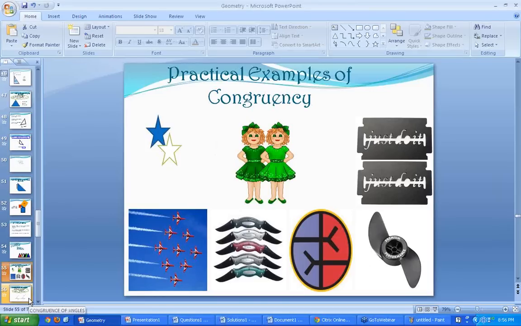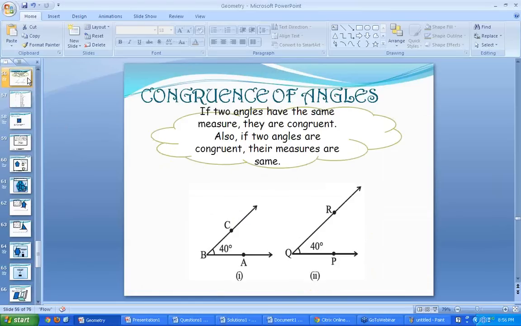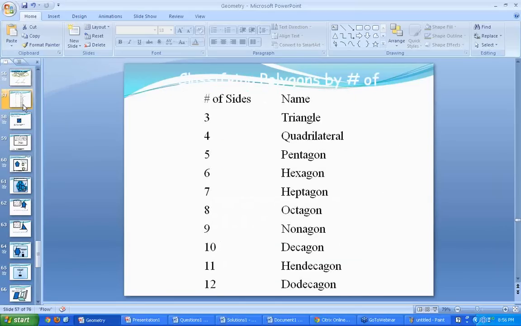Like congruency of angles, if two angles are equal, they are congruent. Now many times questions do come.